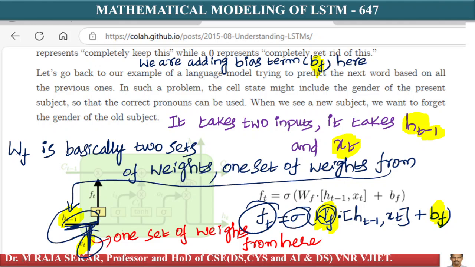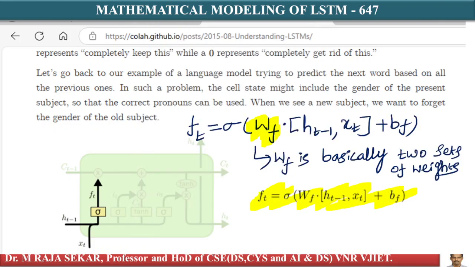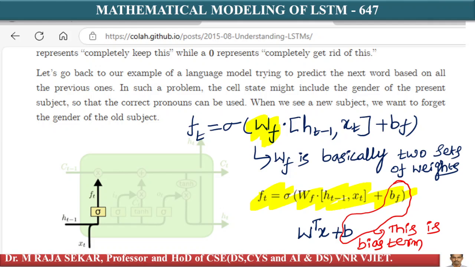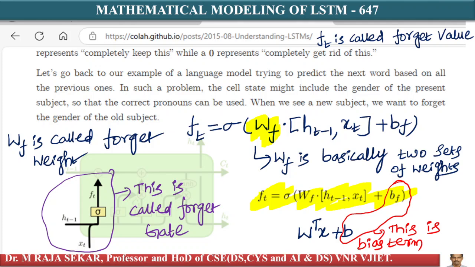This gate is called the forget gate. If I speak strictly, my Wf is basically two sets of weights. It is similar to W transpose X plus B. People used to say this B is the bias term, which we discussed long back, isn't it? Wf is called the forget weight, isn't it? Ft is called the forget value. This entire gate is known as the forget gate, isn't it?